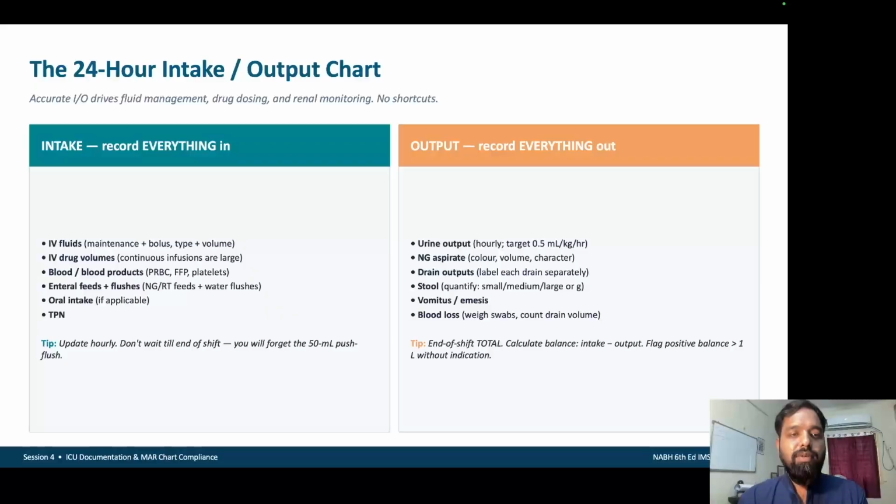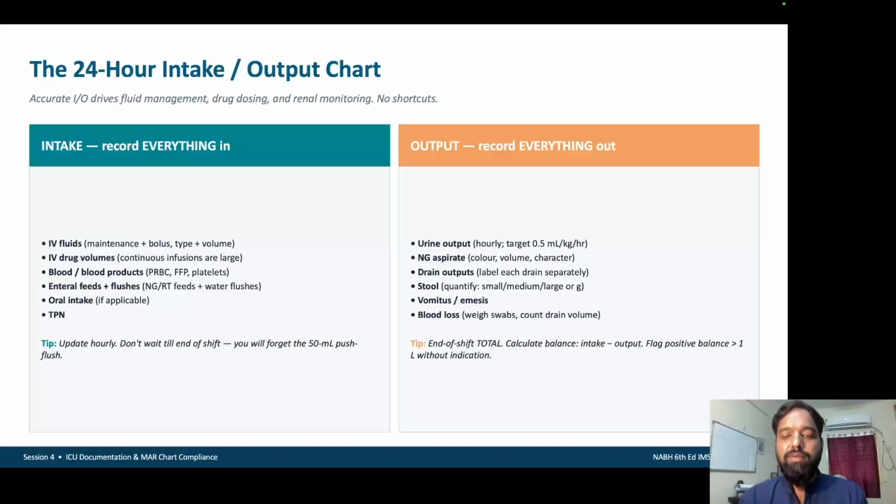Intake, whatever we are giving in to the patient, that includes intake. For example, IV fluids, bolus, maintenance, type of fluids and volume involved, the IV drugs along with volumes, the blood and blood products, enteral feeds, flushes, that includes NS or water syringes, and oral intake if applicable, and TPN if provided. In the output column, whatever is coming out of the patient, you just record it, like urine output, nasogastric aspiration, drain output, stool, the quantity of the stool, vomiting, even blood loss.